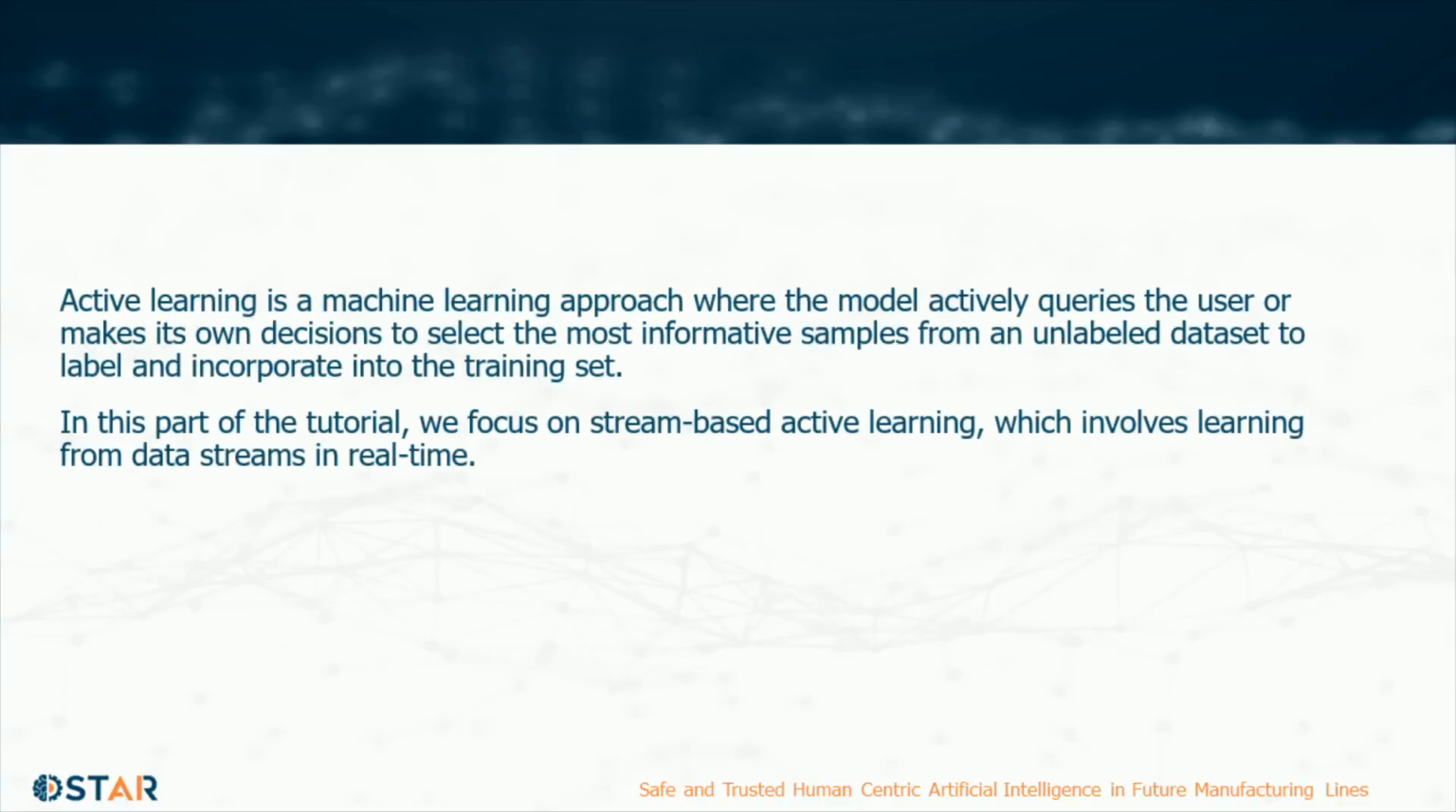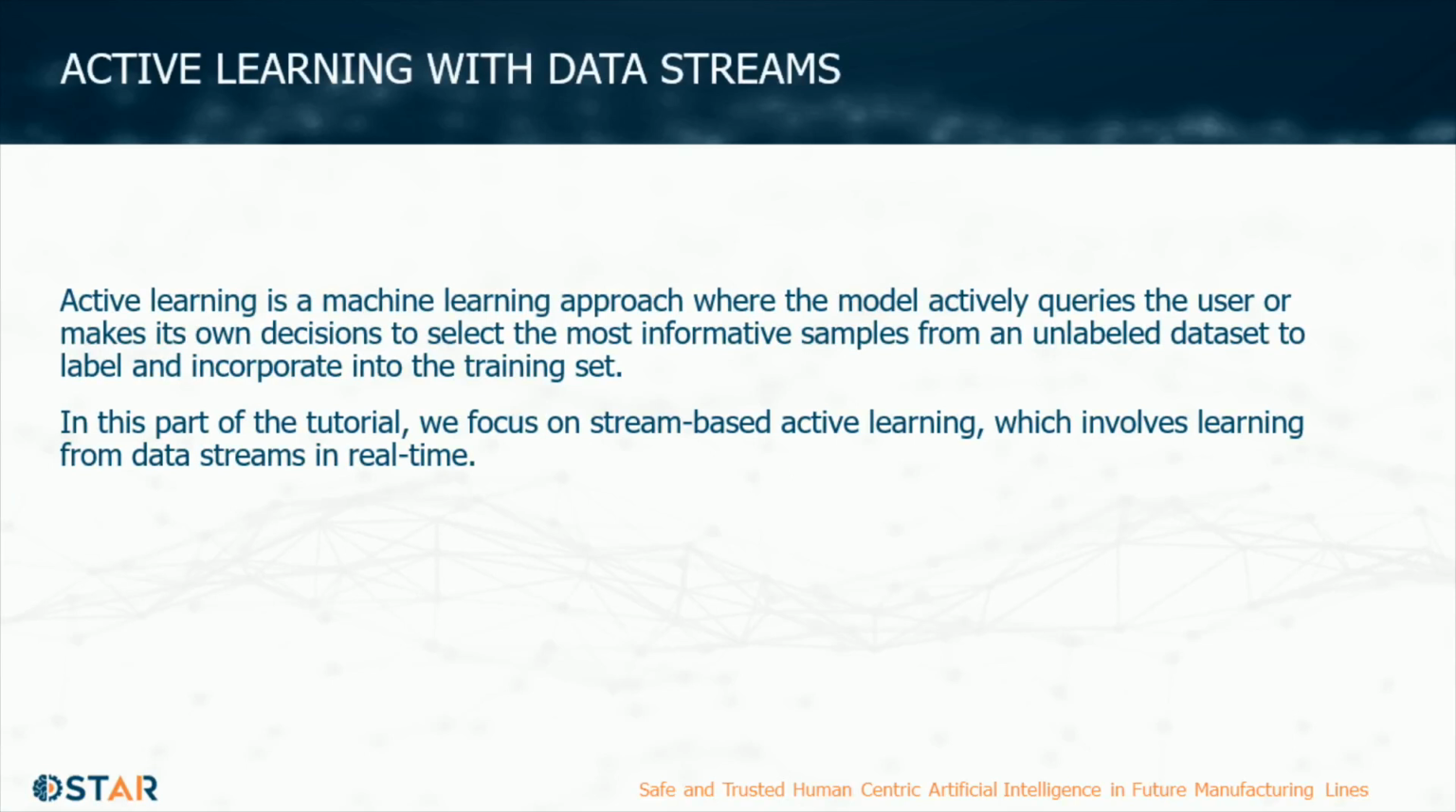Active learning with data streams. Active learning is a machine learning approach where the model actively queries the user or makes its own decisions to select the most informative samples from an unlabeled dataset to label and incorporate into the training set. This process can greatly improve model performance with fewer labeled instances. In this part of the tutorial, we focus on stream-based active learning, which involves learning from data streams in real time.